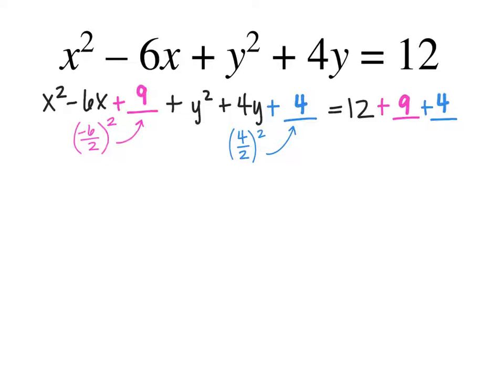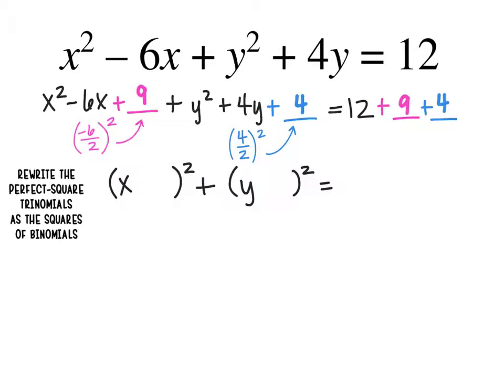Now I need to rewrite the perfect square trinomials as the squares of binomials. Some students might find themselves struggling a little bit to figure out what they need to put in these spots here. For this particular problem, we're going to have x minus 3 squared and y plus 2 squared. Those are the same numbers that we squared to get these values that we used to complete the square.